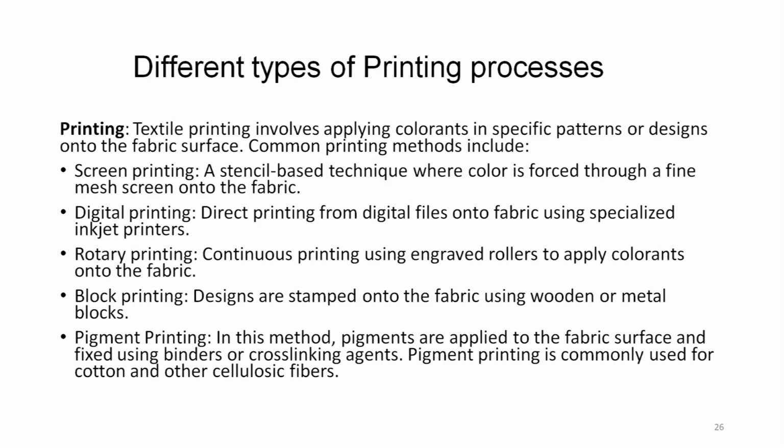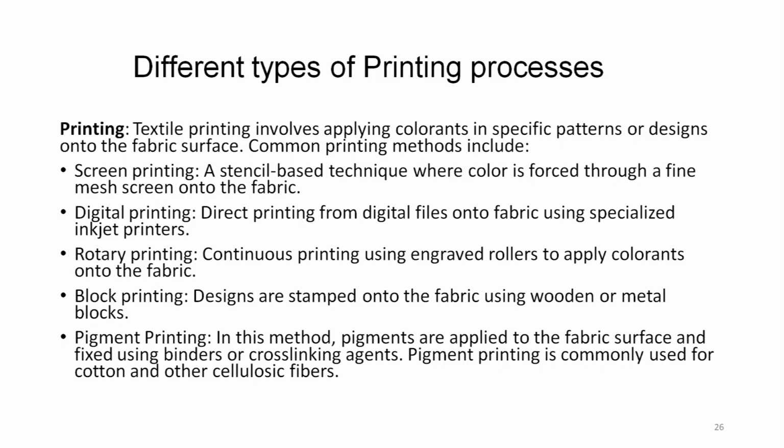Different types of printing processes. We just discussed a few of them, but we will see in detail. Printing textile involves applying colorants in specific patterns or designs onto the fabric surface. Common printing methods include screen printing, a stencil based technique where color is forced through a fine mesh screen onto the fabric. Digital printing, direct printing from digital files onto fabric using specialized inkjet printers.